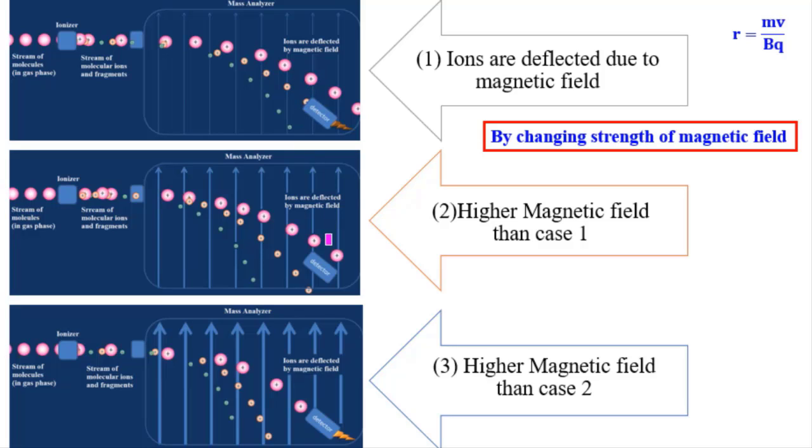See here, the magnetic field strength has been increased. Now the heavier ions are almost as close as the detector, but they are not detected. If we want to detect these ions, the field strength will be increased a little more. Here field strength has been increased. Ultimately the heavier ions are detected by the detector. So by changing the field strength of the magnetic field, we can detect the different ions having different masses.